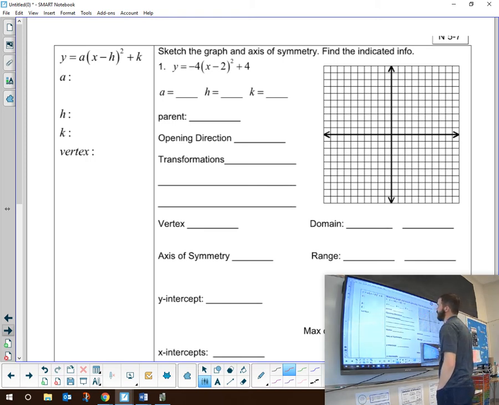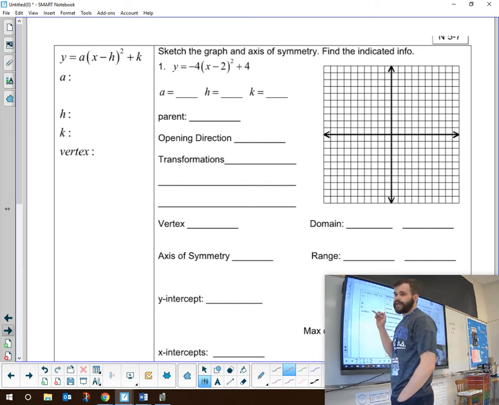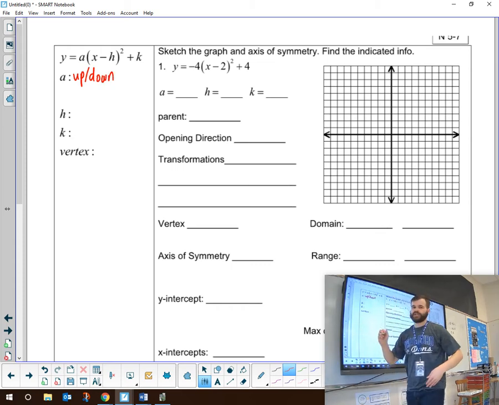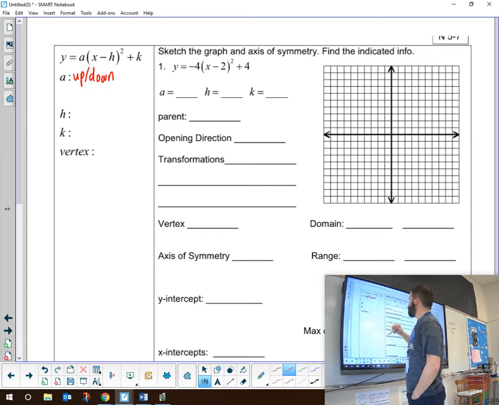So here I have number 1. We have y equals negative 4 times (x minus 2) squared plus 4. So let's jot down some information here first. My a controls if we're going up or down. What I mean by that is it controls if I'm opening up or opening down. If it's positive, we're going to open up. If it's negative, we're going to open down.